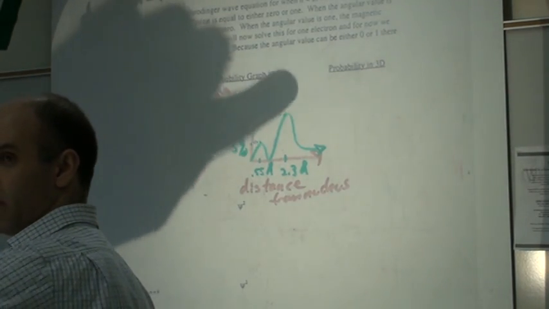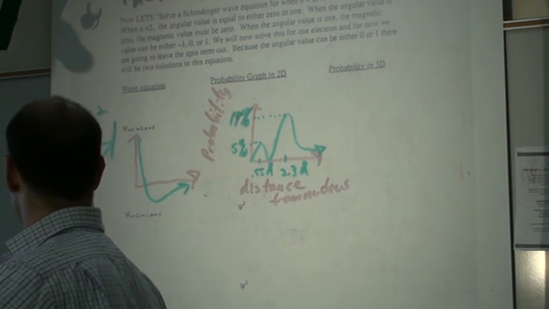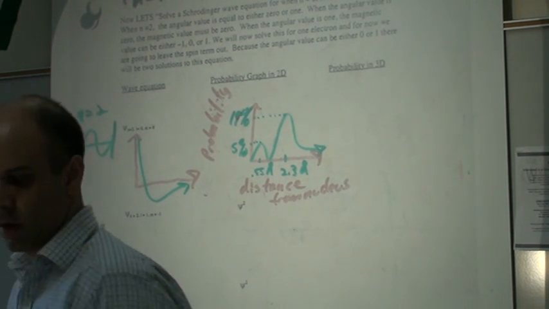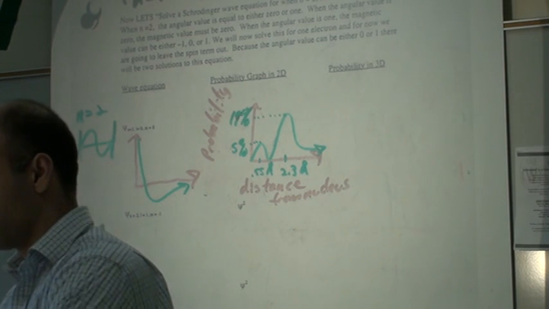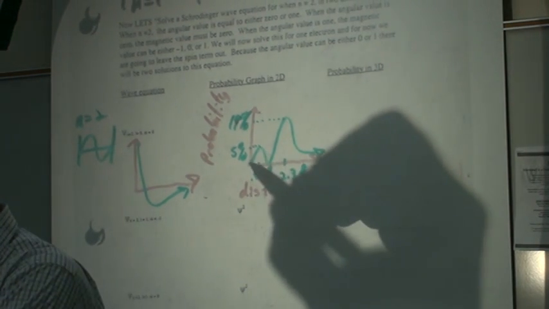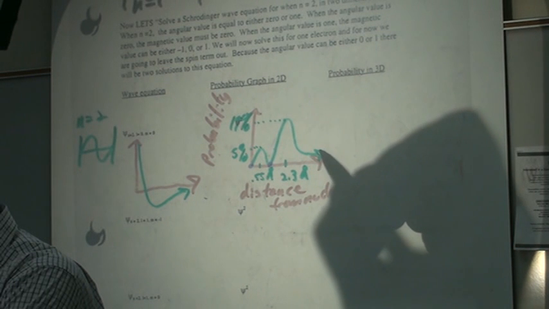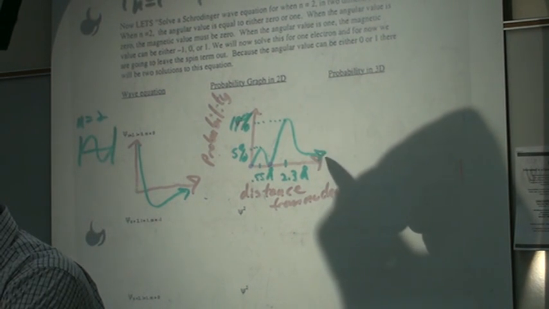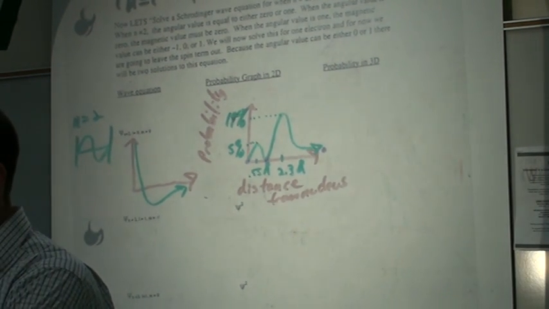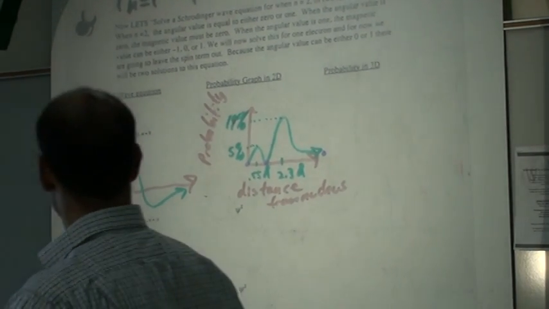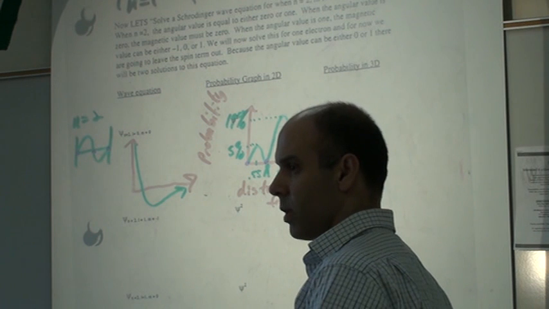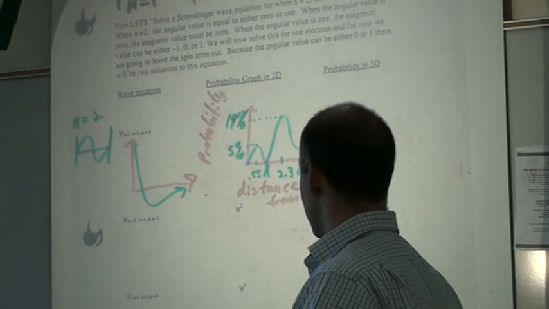So we have 2 peaks. Where is the probability 0? Here, here, and out at infinity. How many nodes? 1, 2, 3. So we have 3 places of 0 probability.